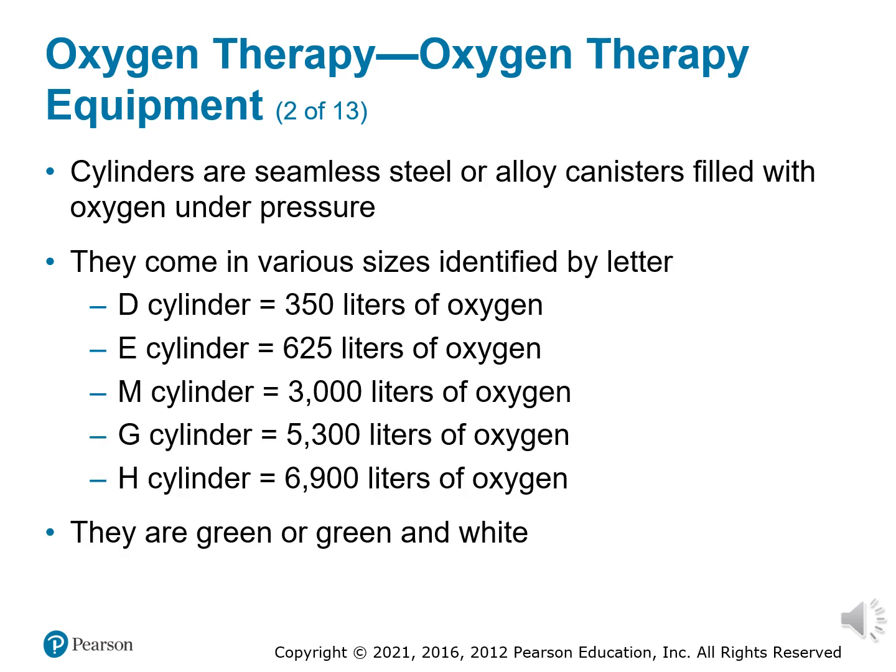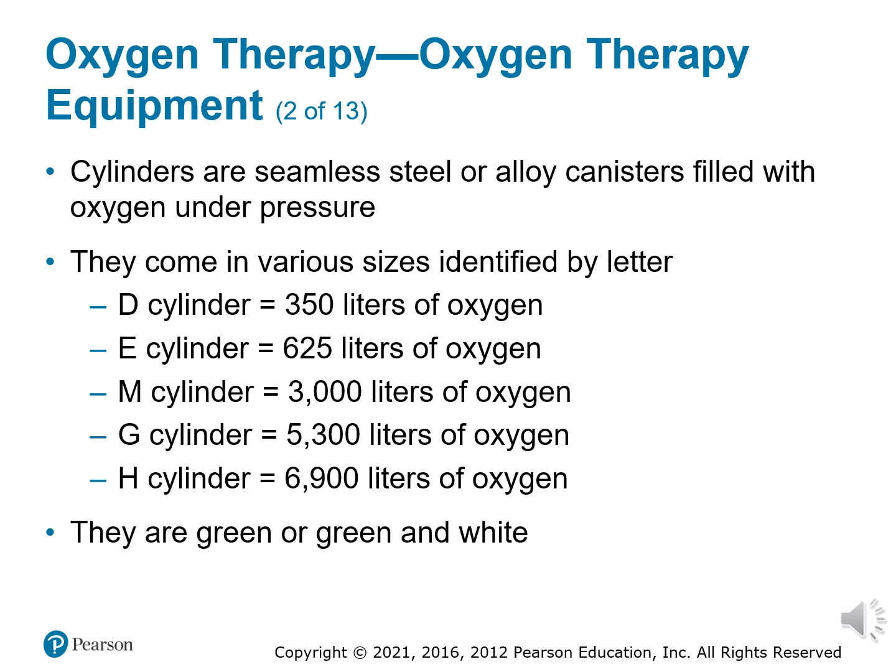Cylinders are seamless steel or alloy canisters filled with oxygen under pressure. They come in various sizes identified by a letter. The D cylinder is 350 liters of oxygen. The E cylinder is 625 liters of oxygen. The M cylinder is 3,000 liters of oxygen. The G cylinder is 5,300 liters of oxygen. And the H cylinder is 6,900 liters of oxygen.